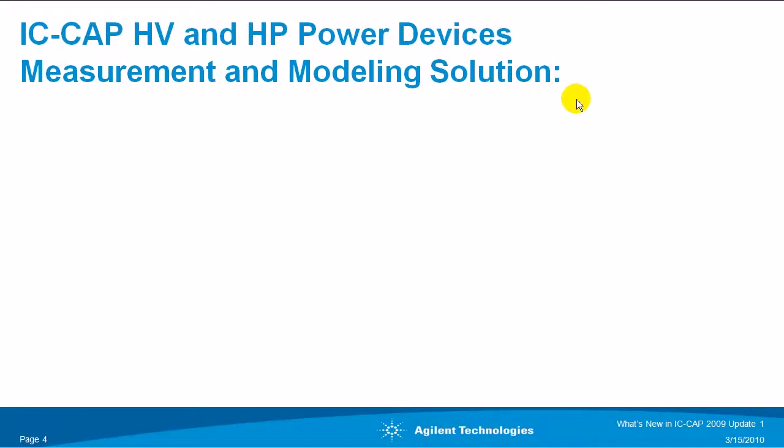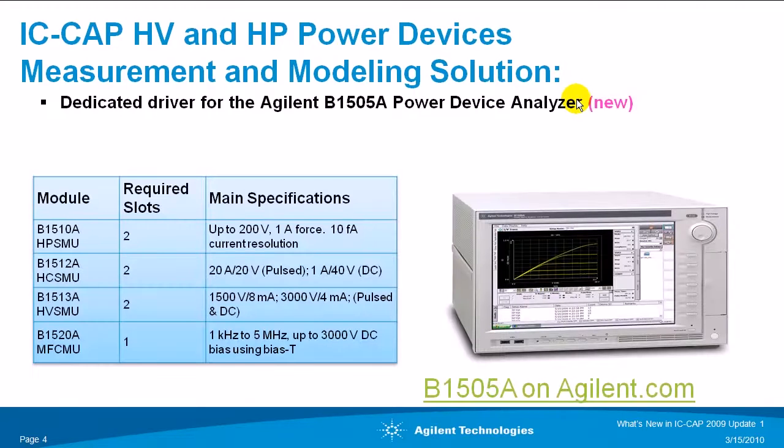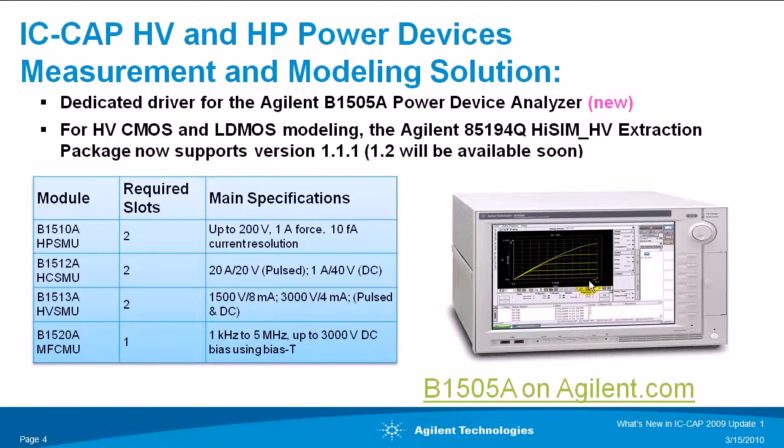Thanks to the added measurement driver for one of the newest Agilent instruments, the B1505A Power Device Analyzer, and the upgrade of the ISM-HV CMOS extraction package, ICCAP now provides a complete measurement and modeling solution for high voltage CMOS and RF LDMOS devices. The new ICCAP driver supports all the different modules of the B1505A in both DC and pulse modes for high power, high current, high voltage, and capacitance measurements.